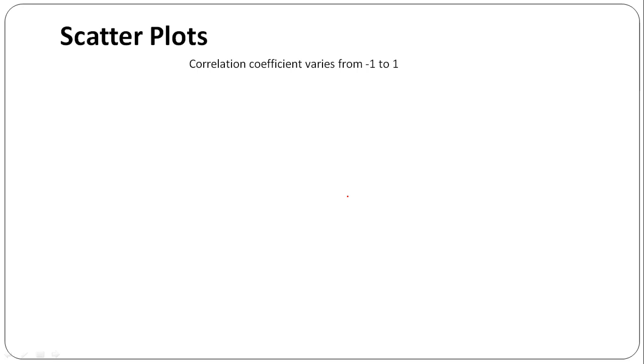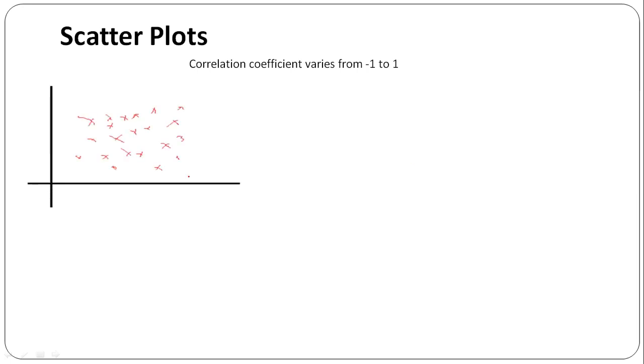Let us understand this using scatter plots. To draw scatter plots, we take one feature on the x-axis and the other feature on the y-axis and plot the data points. See, in this scatter plot, we can easily say there is no relationship between the two features because we cannot draw a best fit line. Therefore, the correlation coefficient is 0.